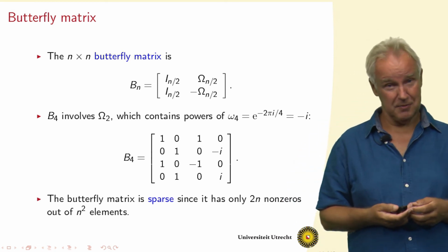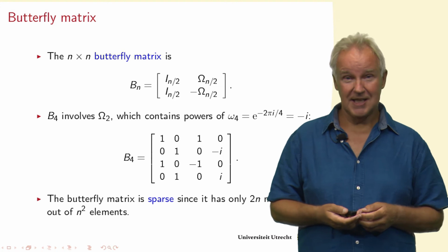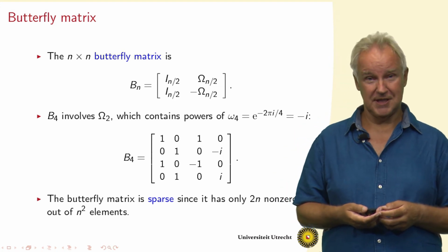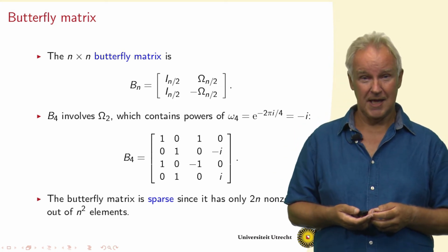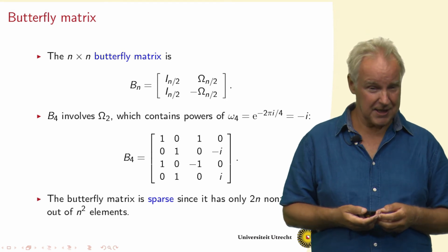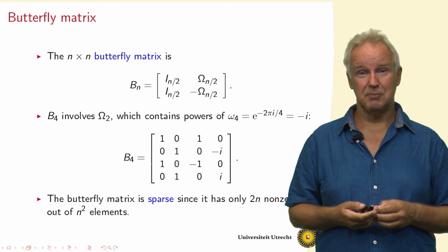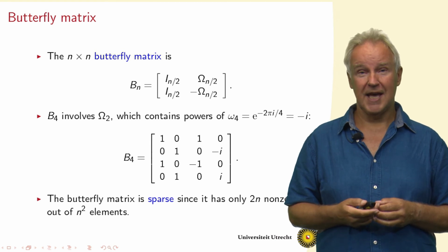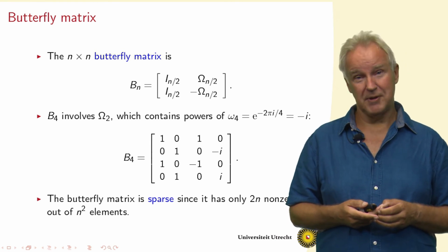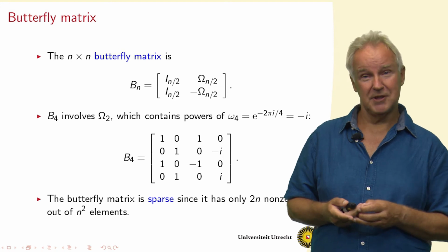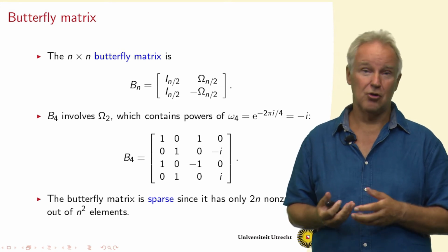The nice thing about a butterfly matrix is that it is a sparse matrix. It has lots of zeros, and out of the n squared elements, only 2n are non-zero, because every row has a non-zero from the identity matrix and one from the diagonal matrix omega or minus omega.